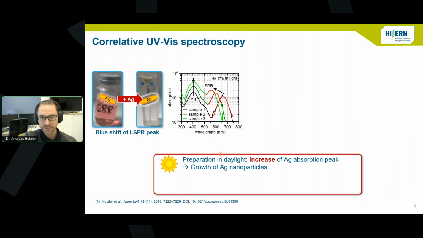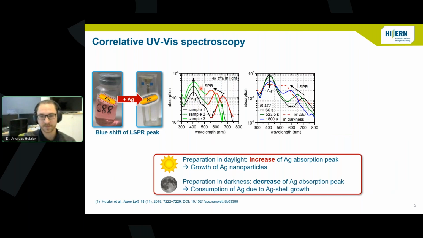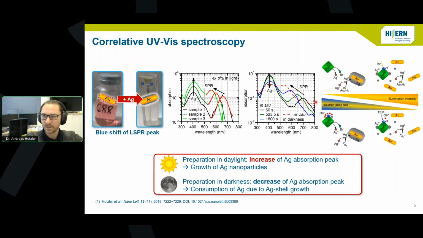When we prepare the solution in daylight, we observe an increase of the silver absorption peak, while when we switch off the light in the lab, we see a decrease of the silver absorption peak, but still a blue shift of the LSPR peak. And this is more or less the opposite of what we would expect from the liquid phase EM experiment, where at high electron dose rates we see silver shell growth. At low electron dose rates, we rather see silver particle growth. And under light conditions, it's the opposite.